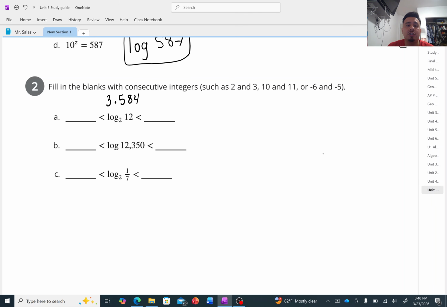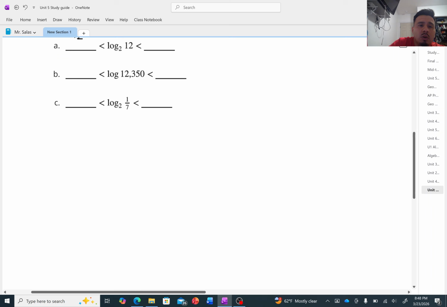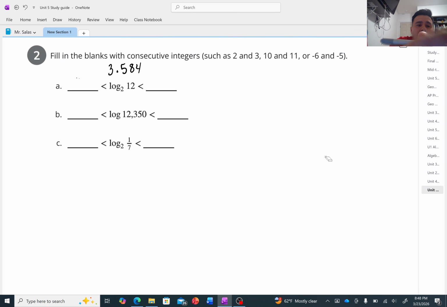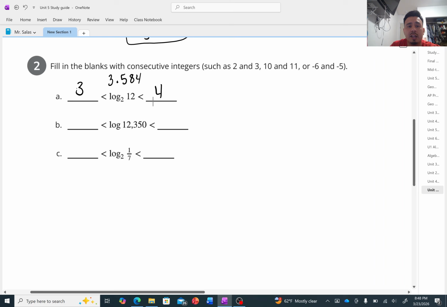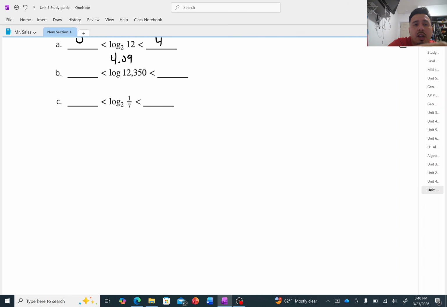Now, my answer is between 3, actually, let me move this up a little bit. Sorry, give me one second, y'all. It's between 3 and 4. Okay. So now let's look at the next one. Log base 10 of 12,350. I type that into the calculator. I get an approximation of 4.091. Okay, so I can say that my answer is between 4 and 5.